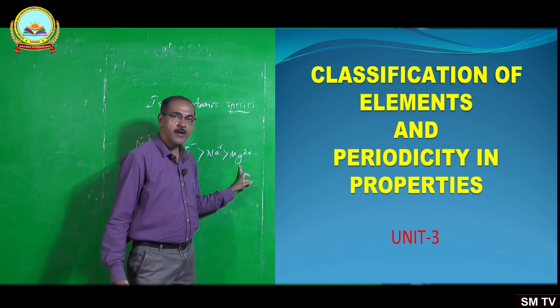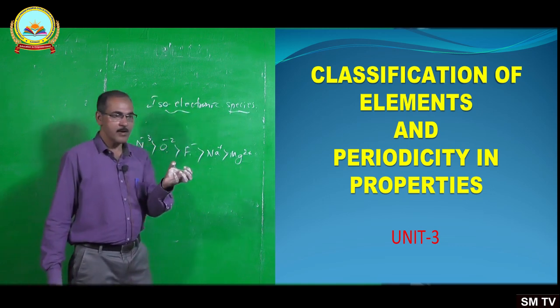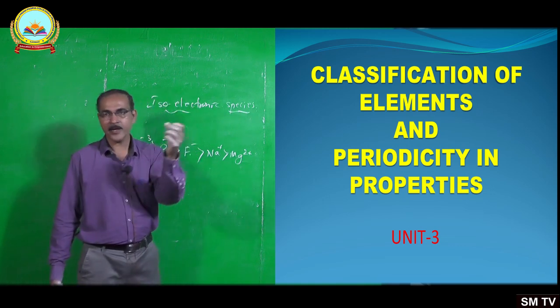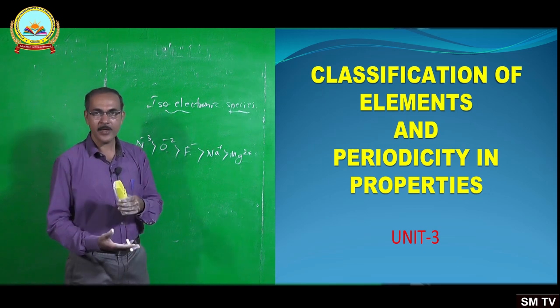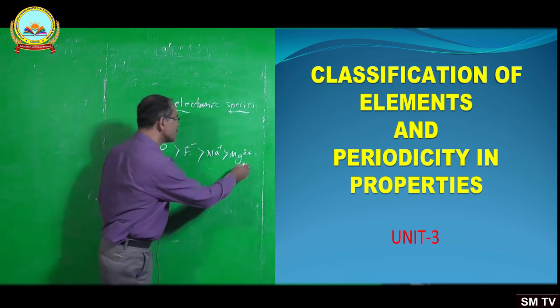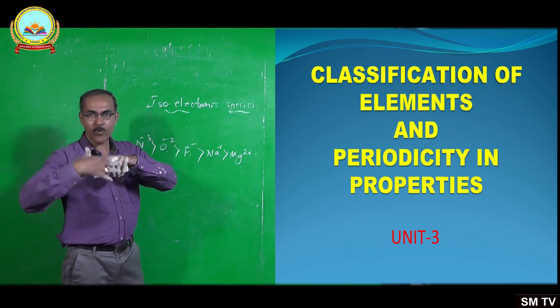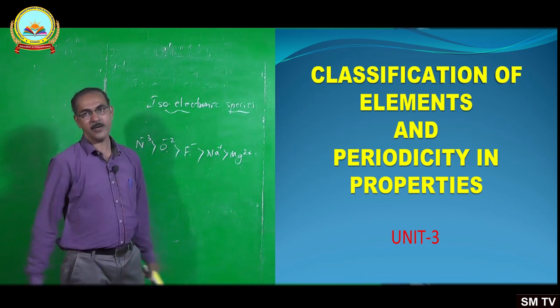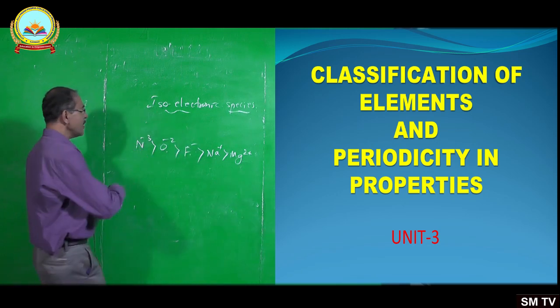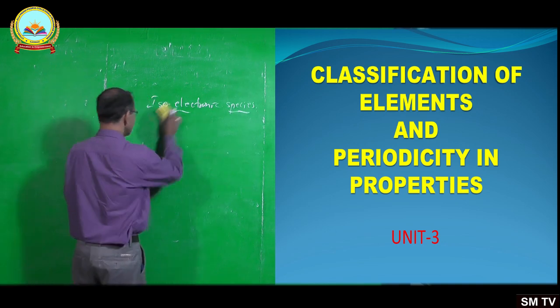Here the 12 protons have to attract 10 electrons. So, naturally the force of attraction on the electron is more here. As they attract more tightly, the radius decreases. So, that is about the isoelectronic species.